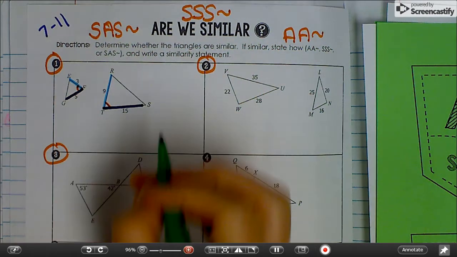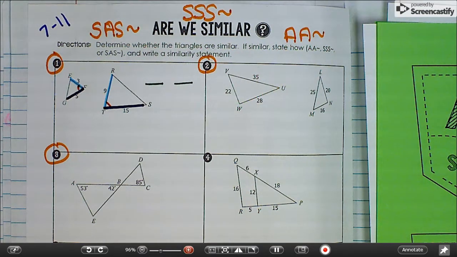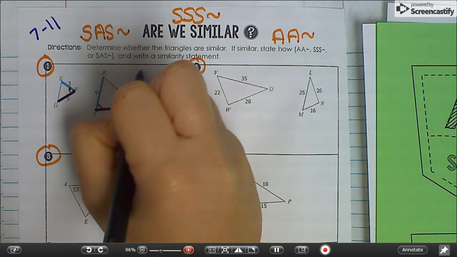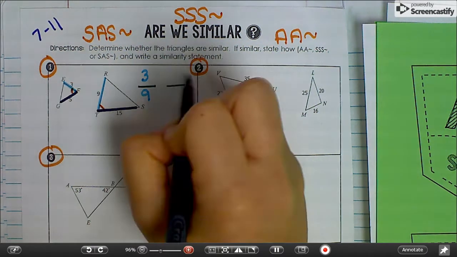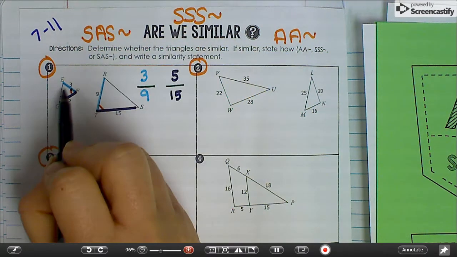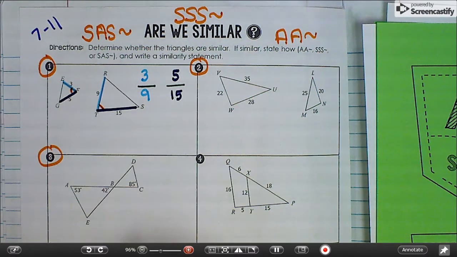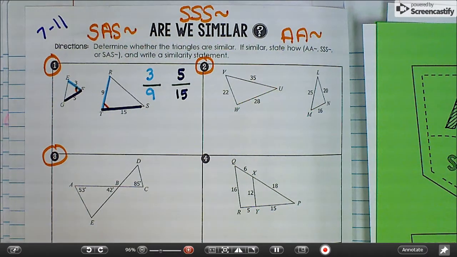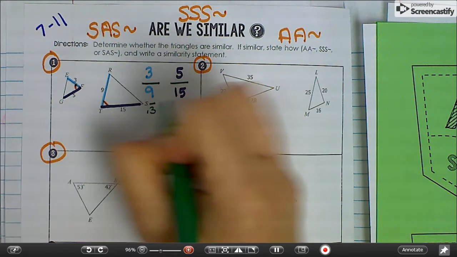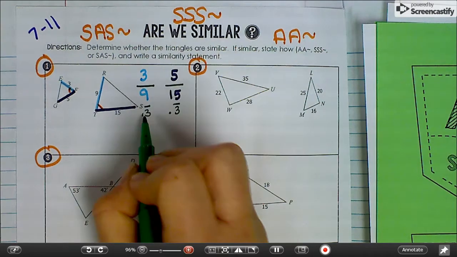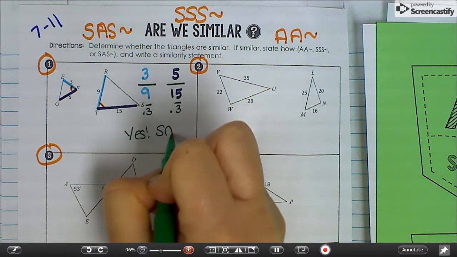And we're going to set up a ratio to check and see if those sides are proportional, because if they are proportional, then the triangles are similar. So 3/9, corresponding parts go together, and then 5/15. Since we did the small triangle over the big triangle first, we need to do the small triangle over the big triangle second. All right, and then we're going to check and see if these are proportional. This equals 0.3 repeating, and this equals 0.3 repeating. Since these are the same, then yes, these triangles are similar by side, angle, side similarity.